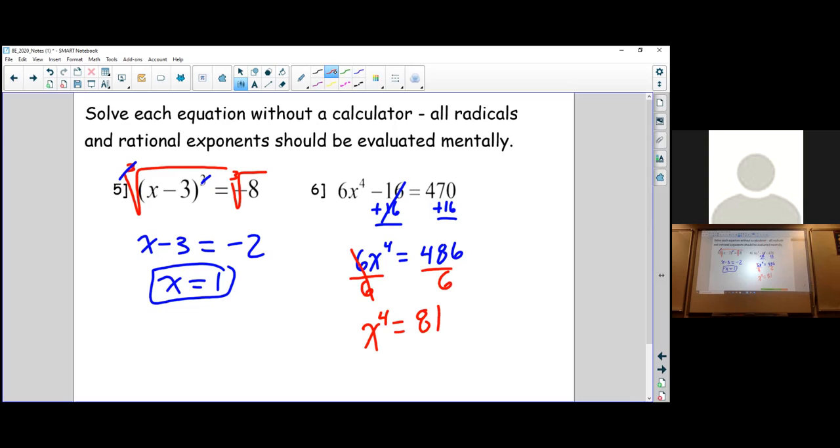Now, when they said evaluate without using a calculator, our hope is we can just get a whole number out of it. So I'm going to take the 4th root of both sides. Anyone want to take a guess? Yeah. 3? What do you think? It's 3 times 3 is 9 times 3 is 27 times 3 is 81. Cool. So at this point, we can say, all right, 4th root of 81 is indeed 3.